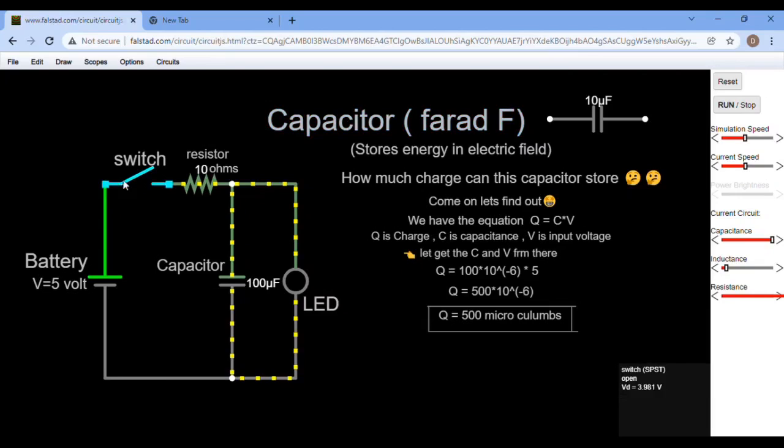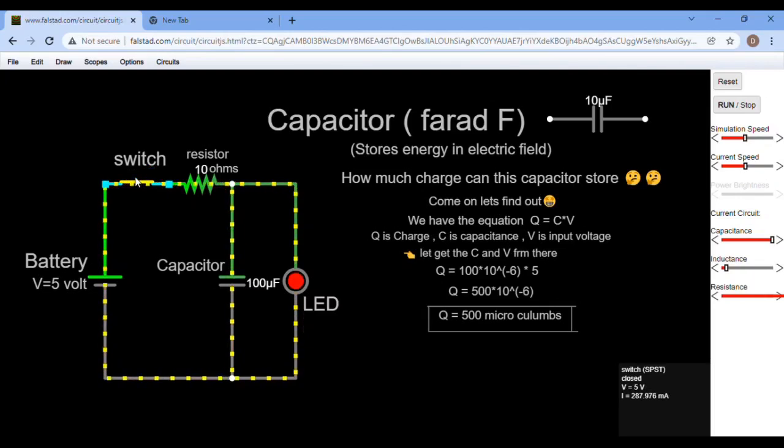Now let us see the circuit. The circuit consists of a battery, a switch, and a resistor. A resistor is used for safety purposes. Most of the time a resistor will be used to safeguard the circuit from any short circuit or higher damages. And this is the capacitor, and this is an LED. Now let's switch on the switch and see what will happen.